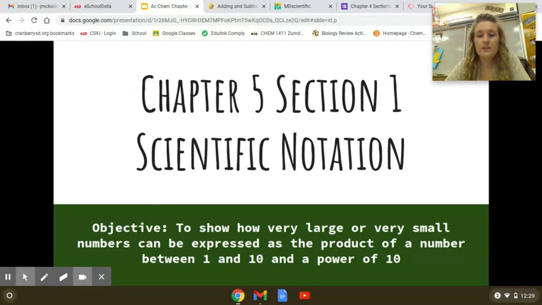Okay, so we're going to split this section into two parts. So you'll have two separate Ed Puzzles for this. The first one, we're going to talk about what is scientific notation and how to get numbers into that format. And then the second part, which you'll have a different Ed Puzzle for, will be actually using scientific notation when we're adding, subtracting, and multiplying and dividing. Okay, so this will be the more of the simpler one, just learning how to put things in scientific notation, and then you'll have another one over the next couple of days that's going to go over how to use them when we're doing math problems.